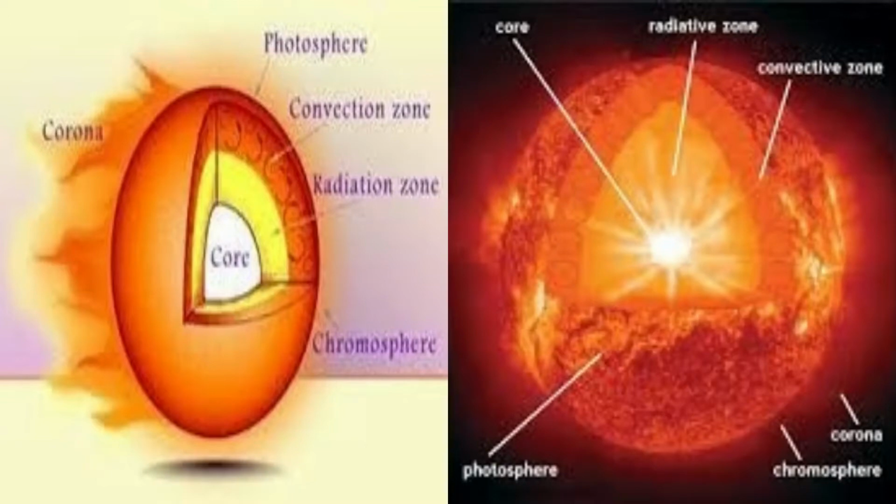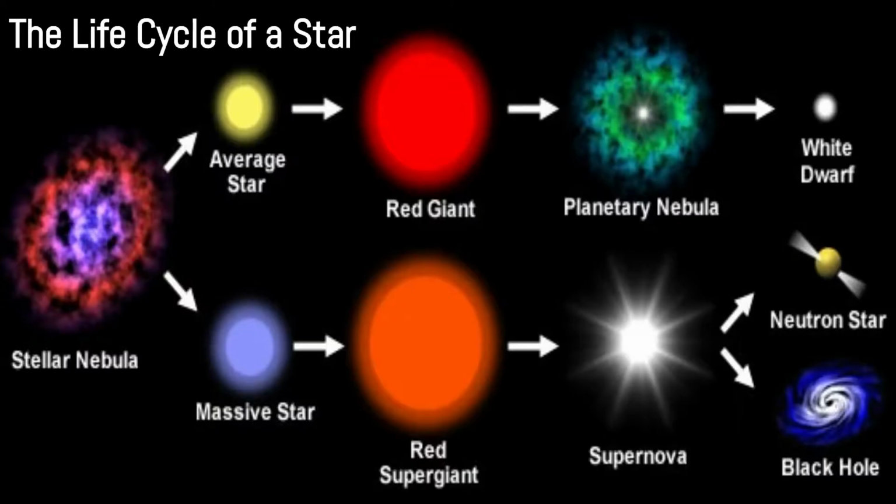Here are 2 diagrams showing the different layers of a star. In both diagrams, you can see the innermost layers and the 3 atmospheric layers of a star. Here's a diagram showing the life cycle of a star. All stars start off as stellar nebula, but then the life cycle of a star changes depending on its size. Very big stars will end up being either neutron stars or black holes, while medium-sized and smaller-sized stars will end up being white dwarfs.